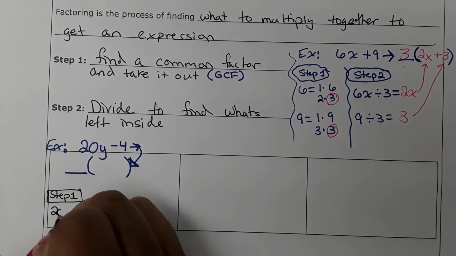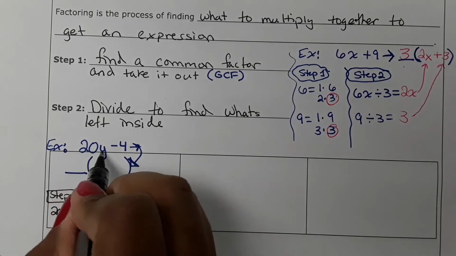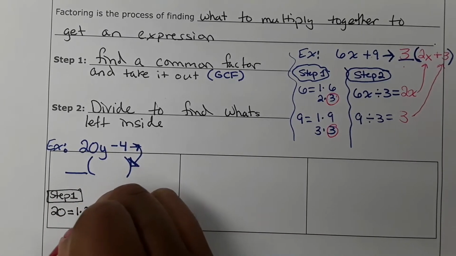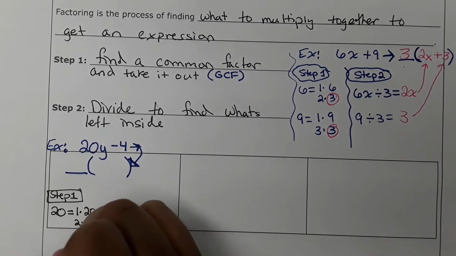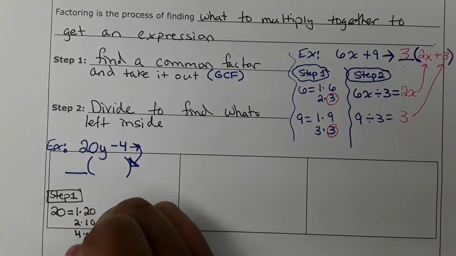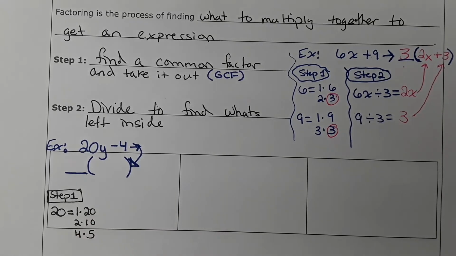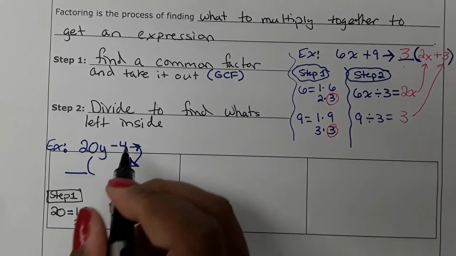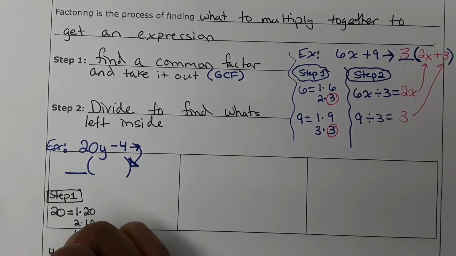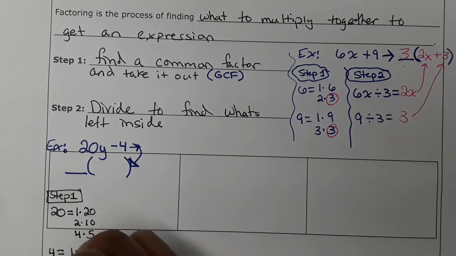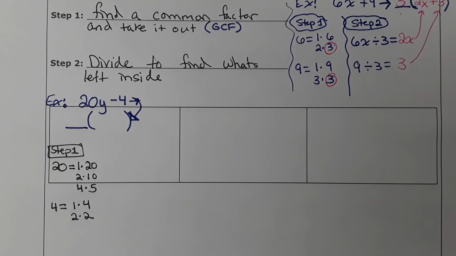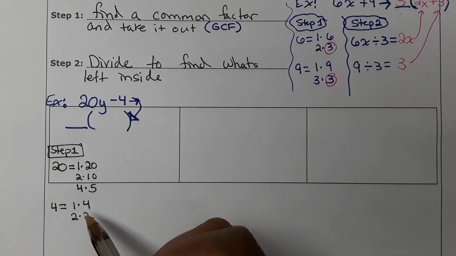So we're looking at 20, which is the coefficient, because it's multiplied with y. So what times what gives me 20? 1 times 20, 2 times 10, 4 times 5, and we're done. Finding what I can do to multiply to get 4: 1 times 4, 2 times 2. So here are my factors of 20 and 4.